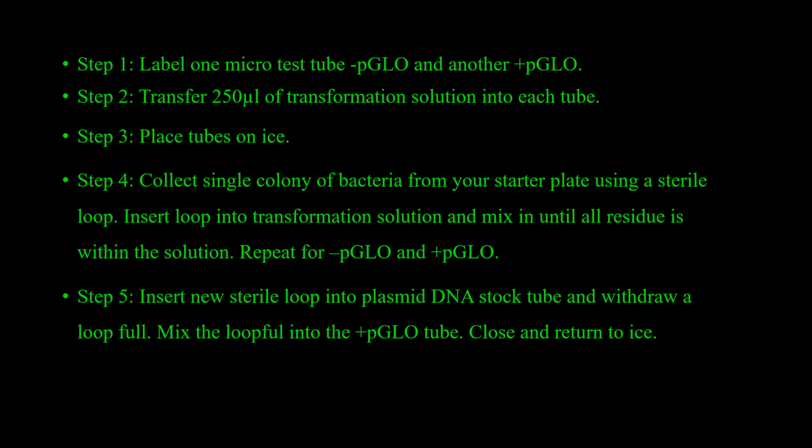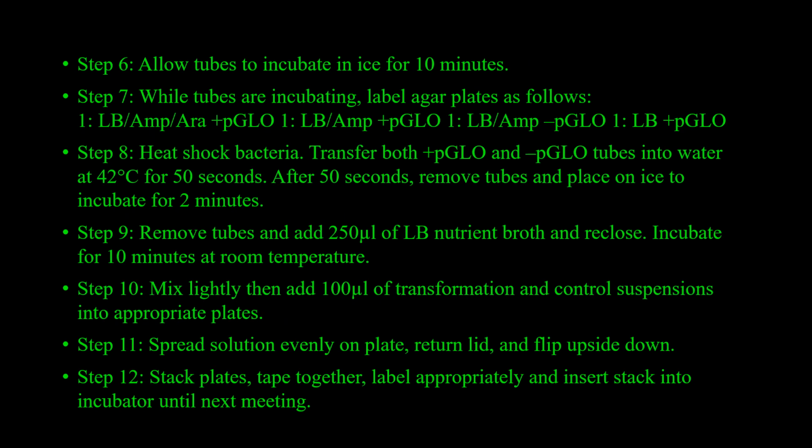Step 5. Insert a new sterile loop into the plasmid DNA stock tube and withdraw a loopful. Mix the loopful into the positive pGLO tube. Close and return to ice. Step 6. Allow tubes to incubate in ice for 10 minutes. While tubes are incubating, label agar plates as follows: LB-AMP-ARA plus pGLO, LB-AMP positive pGLO, LB-AMP negative pGLO, LB positive pGLO. Step 8. Heat shock bacteria.